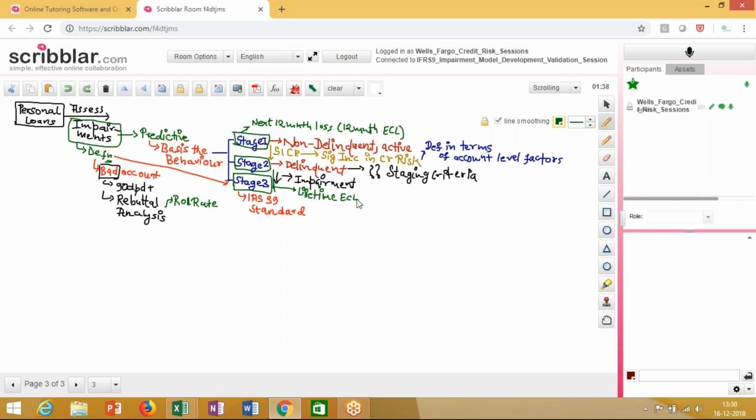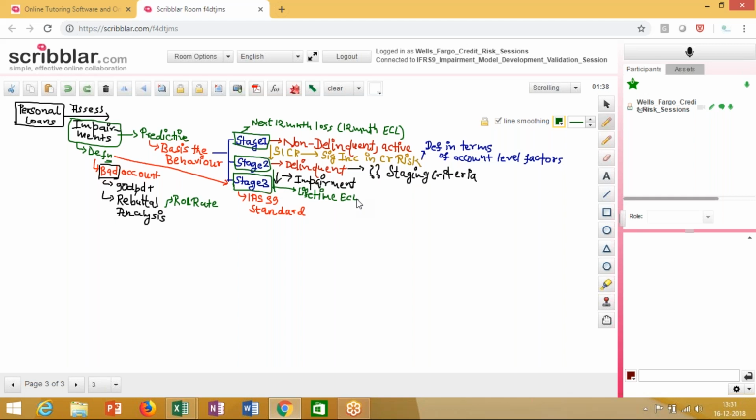So what are the challenges, advantages? We'll come to each of these parts one by one. Now the question that comes out here is that, okay, I have to develop next 12 months loss and lifetime ECL for stage 2 and stage 3 accounts. But the question is, how do I stage them? So I need to flag them as stage 1, stage 2, stage 3.